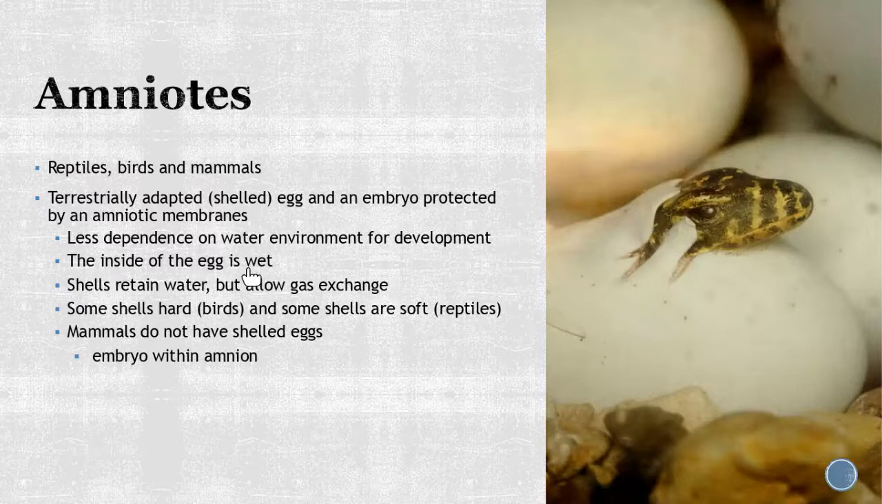It's still going to have a very moist environment for development because the inside of the egg is very wet. This is thanks to the shell that helps retain water, but it also allows for gas exchange. You're going to see some shells are going to be hard, especially when it comes to birds, but some shells are going to be super soft when it comes to the reptiles. When it comes to mammals, we actually don't develop in shells. We don't have shelled eggs, but we have our embryo develop within an amnion.